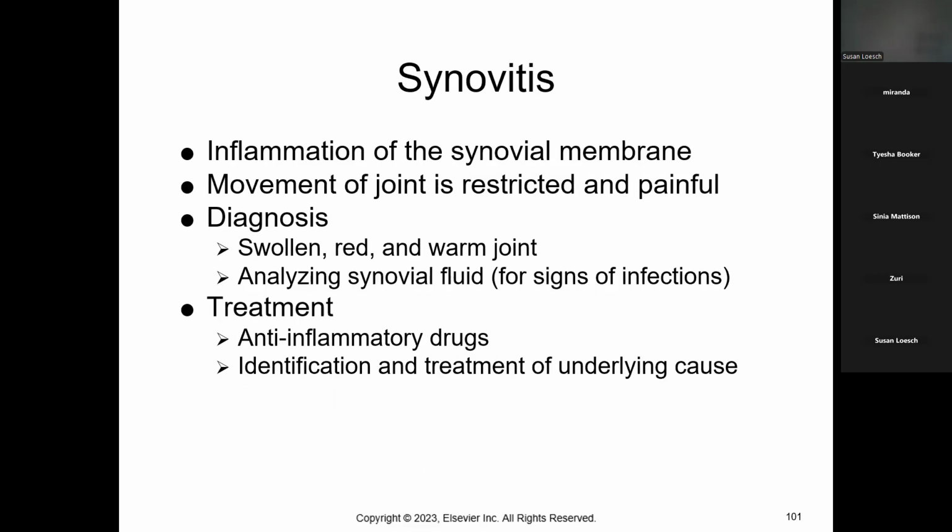And then synovitis, this is when the synovial membrane is inflamed and it causes restriction in the ability to move your joints. It causes swelling of the synovial sac. The joint itself can become swollen, red, and warm. And we can actually analyze the synovial fluid to look for signs of infection or sometimes in those joints, even in the knee, gout can get in there if it's severe. And we might be able to see gout crystals there. Toe is where you're mostly going to see it.